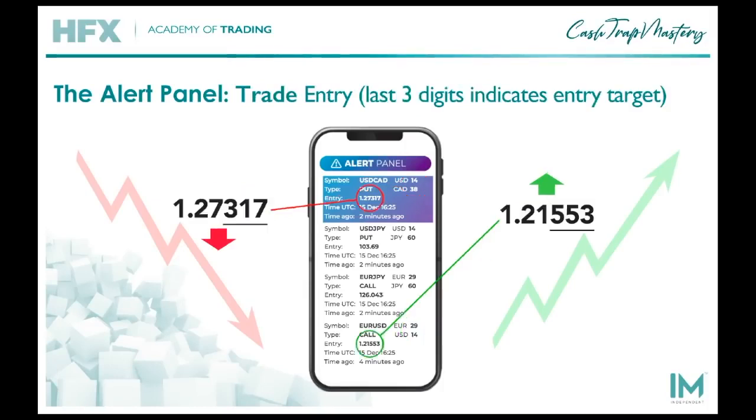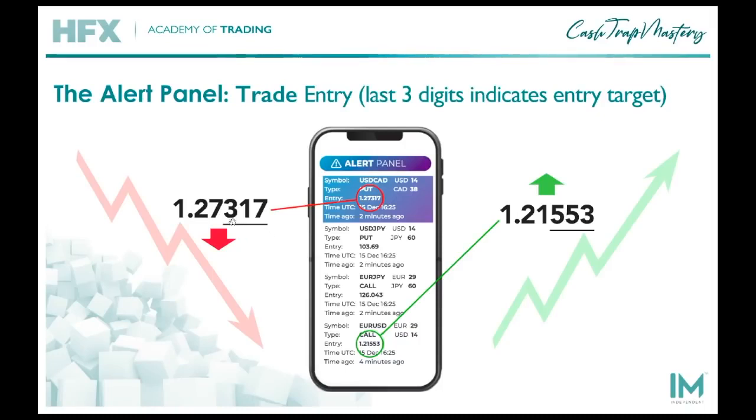And finally, to identify where to place your trade, the alert panel will give you a specific entry price. Now, each trade opportunity will not always give you that available price, but the goal is to get as close to it as possible. The main thing that you want to pay attention to are the last 3 digits on each of these entry prices. For example, on this US dollar to Canadian dollar put option opportunity, we have an entry price of 1.27317. When you look inside your broker, the numbers that you want to pay attention to are the last 3 numbers. That will give you a close idea of where you want to enter the trade.